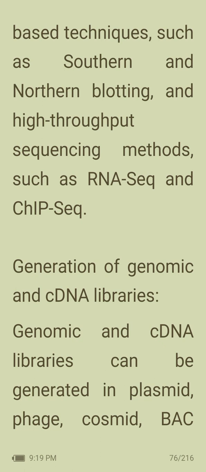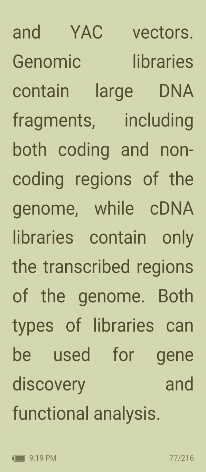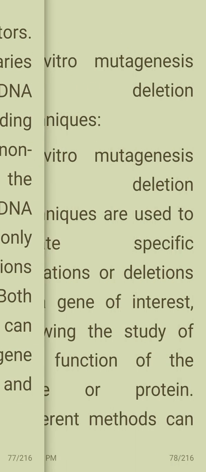Then, generation of genomic and cDNA libraries. Genomic and cDNA libraries can be generated in plasmid, phage, cosmid, BAC, and YAC vectors. Genomic libraries contain large DNA fragments including both coding and non-coding regions of the genome, while cDNA libraries contain only the transcribed regions of the genome. Both types of libraries can be used for gene discovery and functional analysis.